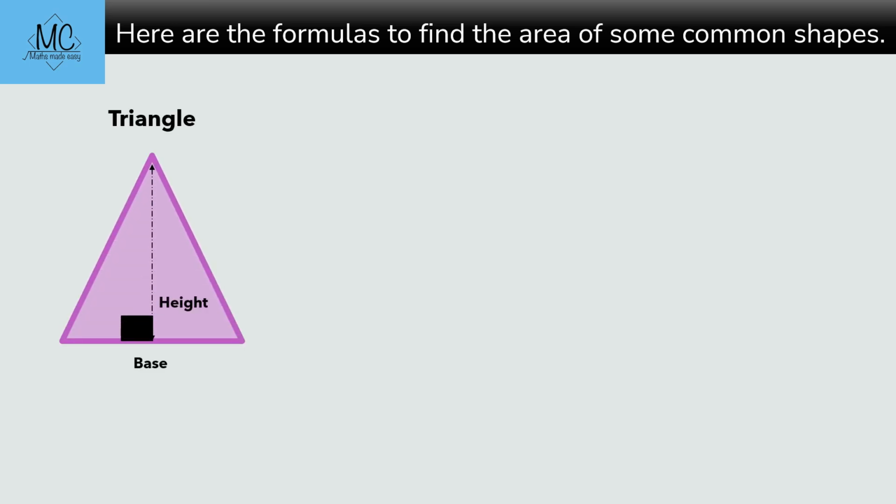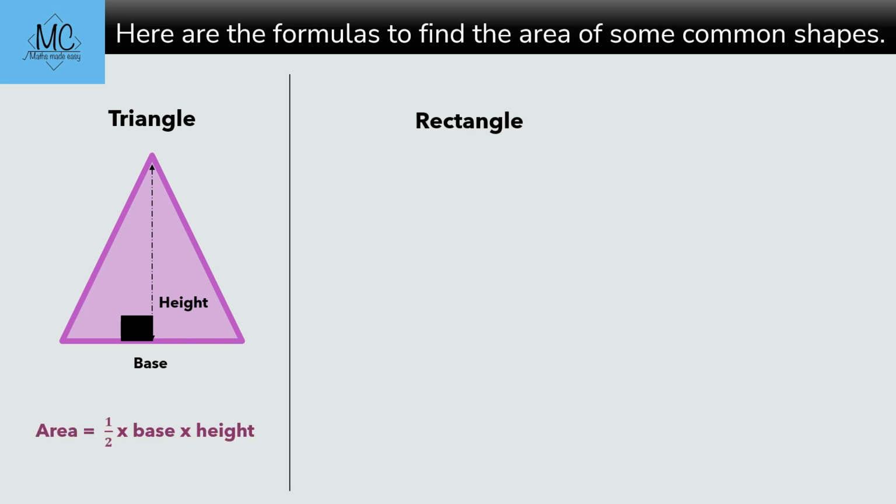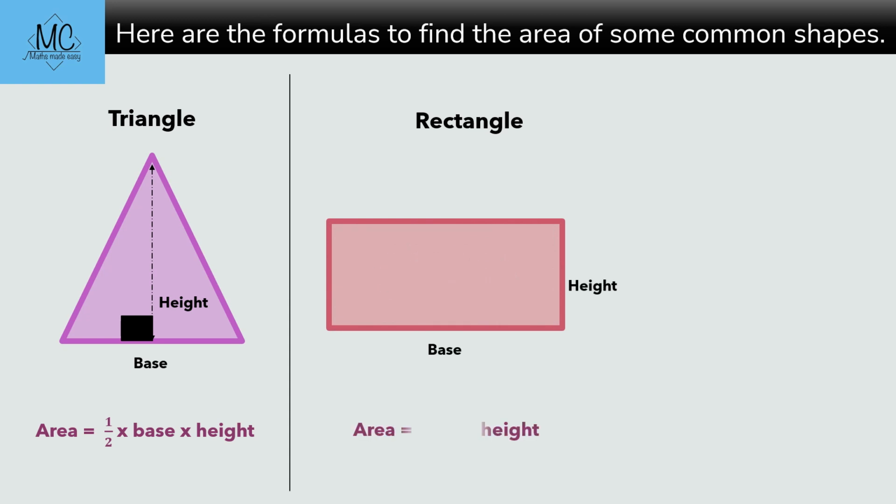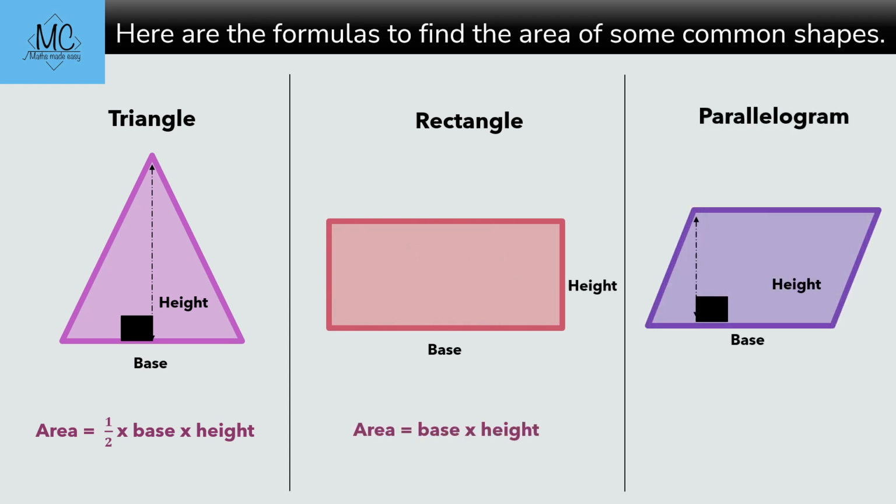To calculate area, we can use different formulas depending on the shape. Here are formulas to find the area of some common shapes. First is the triangle. The triangle's formula is half times base times height. Then the rectangle. The rectangle's formula is base times height. And the parallelogram. A parallelogram looks like this, and the formula is base times height again, very similar to the rectangle.